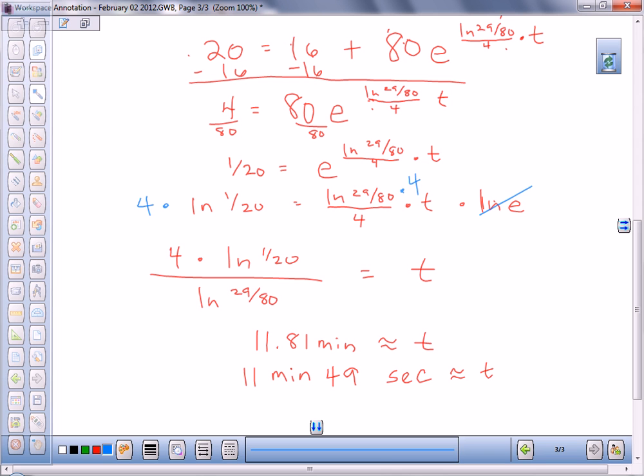Wait, how did you get 11 minutes, 49 seconds? I took the .81, left this part in my calculator, I just subtracted 11 and left that in there, and multiplied it times 60, because there are 60 seconds in a minute. And turned it into seconds. That's what I did. I'd accept the 11.81 minutes, though.